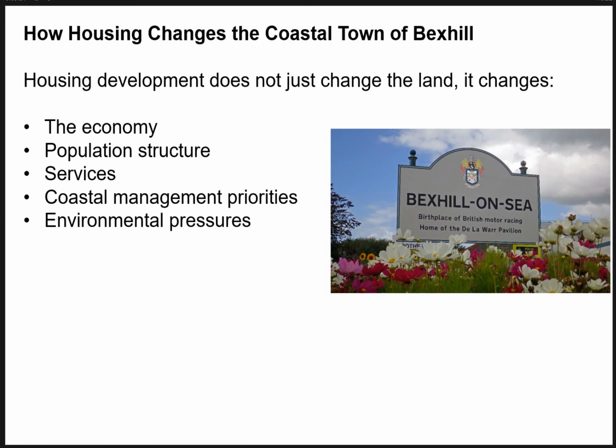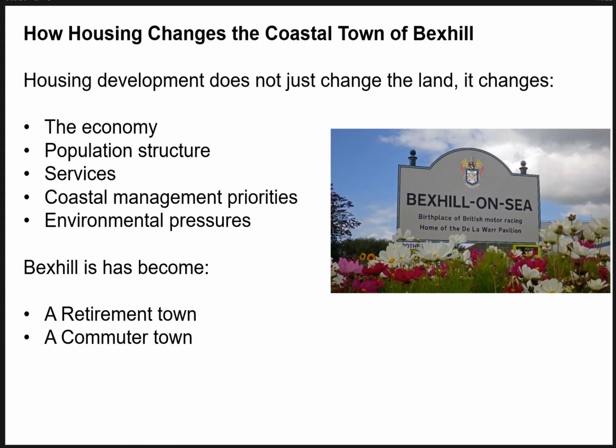This also means environmental pressures. That's always the case where we see urban expansion, where we see development of residential or commercial properties. Bexhill is largely known as a retirement town. That's, like I said, 35%, but it's also a commuter town as well. So it's a desirable place where people like to live.